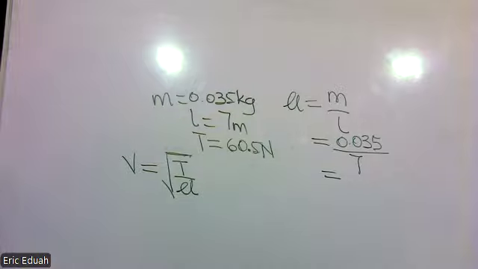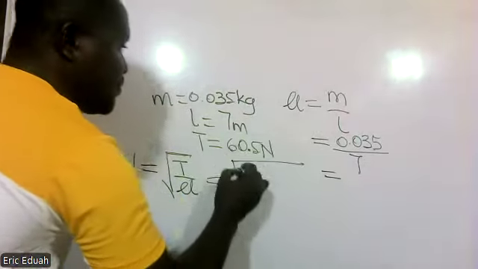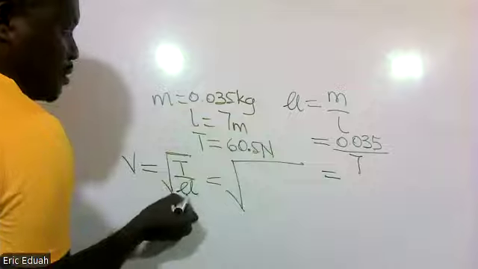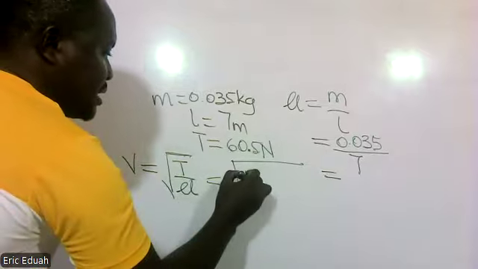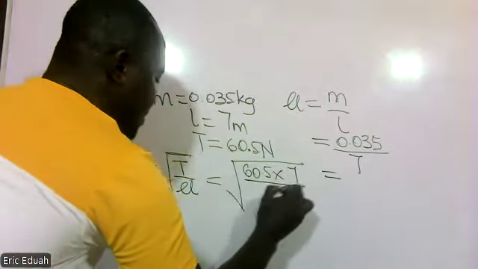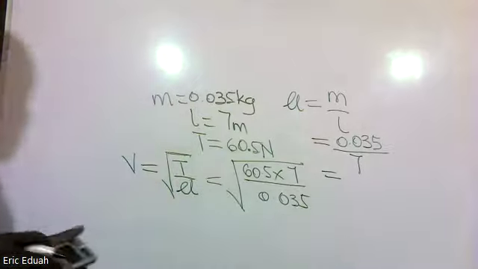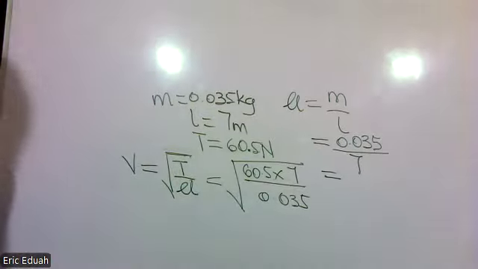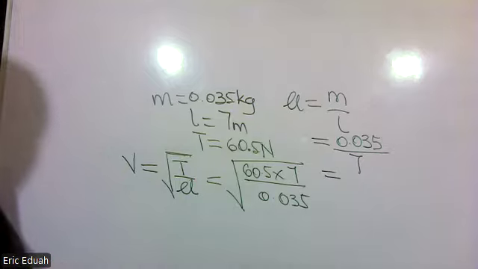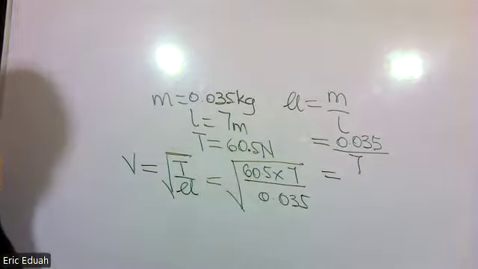0.035 divided by 7. So when we substitute that here, we'll have the tension 60.5 times 7 divided by 0.035. Or you can separately determine this and divide by T. Both situations will give you the same result.